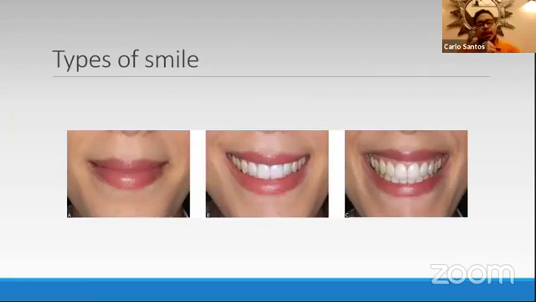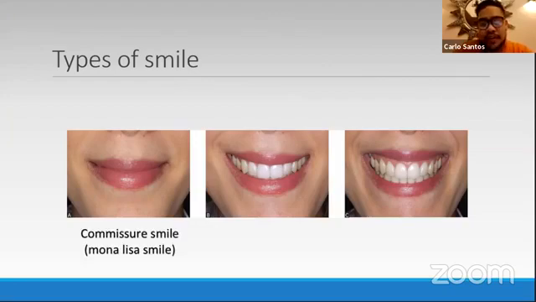First, we classify the types of smile. Smiling is a form of communication. We use this every day. Without smiling, if you look stoic and silent, the way you communicate is different. It's the opposite of happiness. So we have three types of smile.